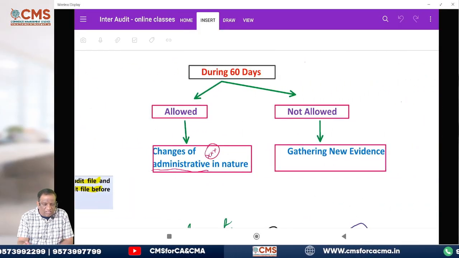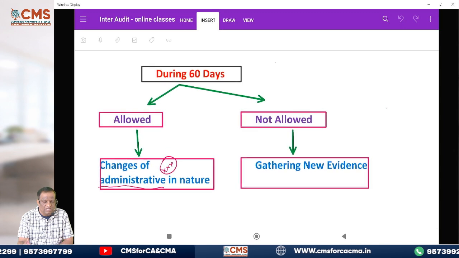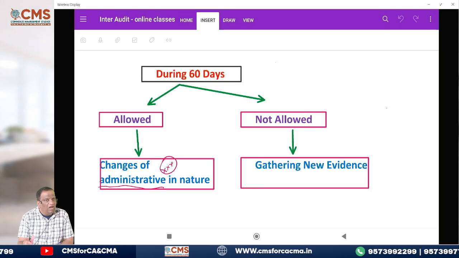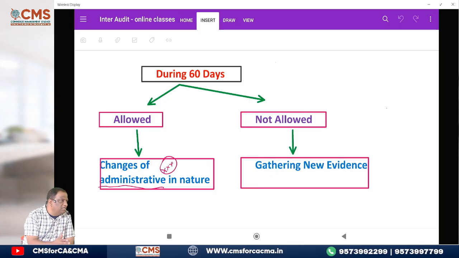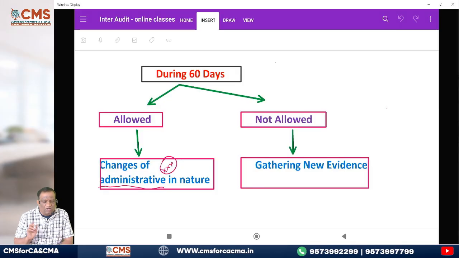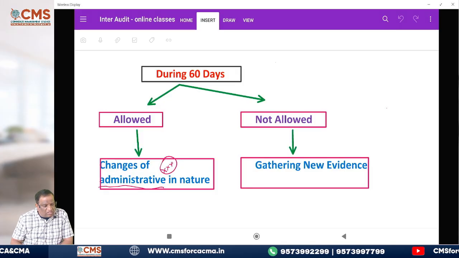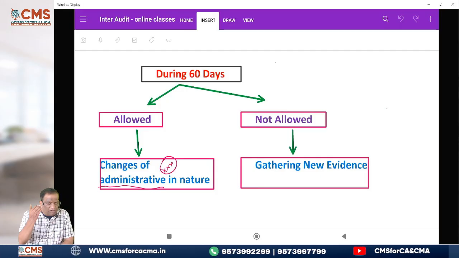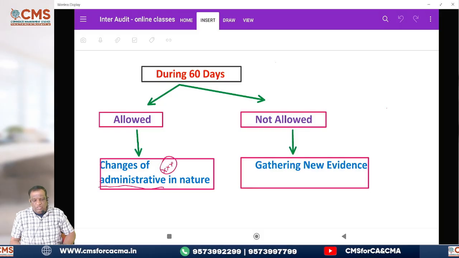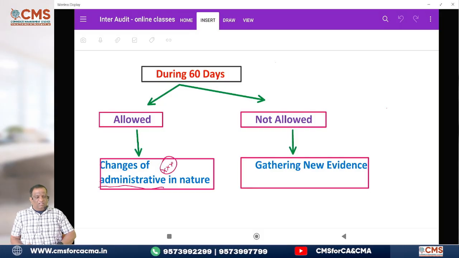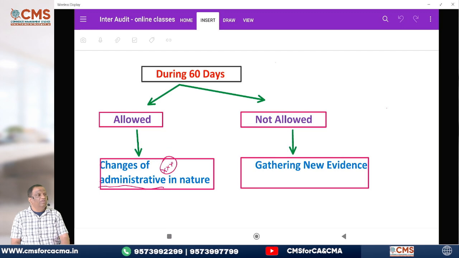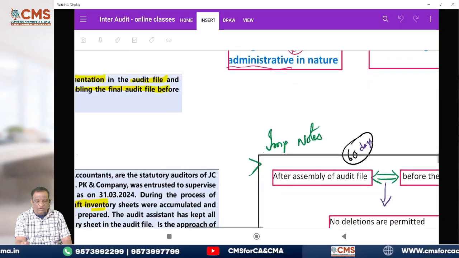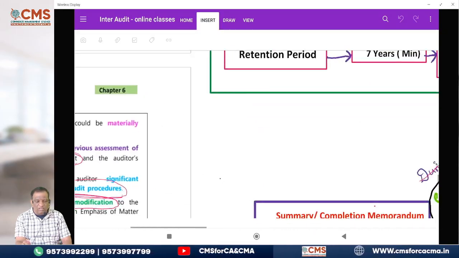Then during that 60 days, what 60 days am I talking about? After the date of audit report and the maximum time given for documentation. Within that period, what is allowed, what is not allowed? What is allowed is making administrative changes. What is not allowed? Gathering new evidence. It's not that you sign the audit report and then start gathering audit evidence. That is not permitted. So gathering new evidence is not permitted, but you can make administrative changes, like removing or deleting duplicate documents and that kind of stuff. These are the important points with regard to retention.